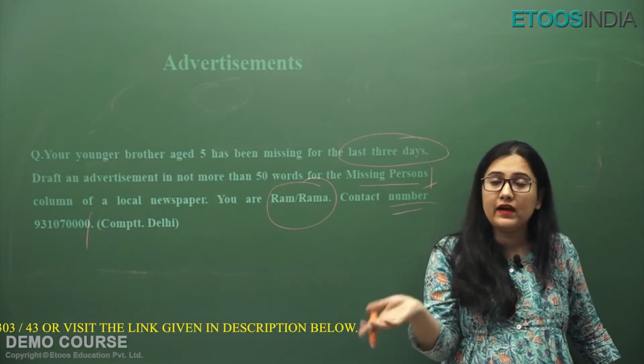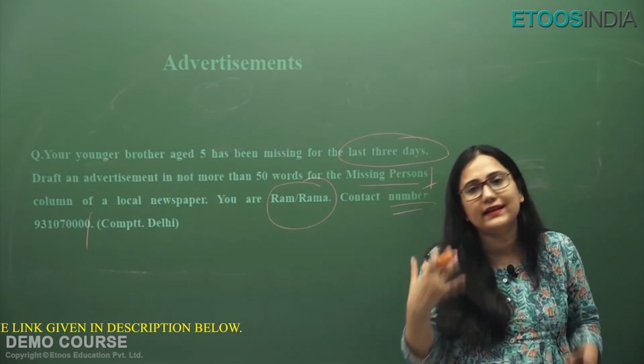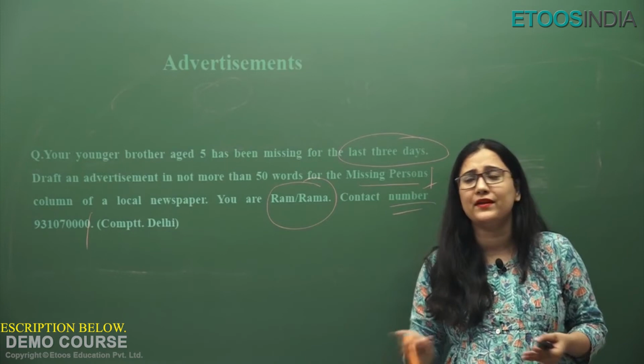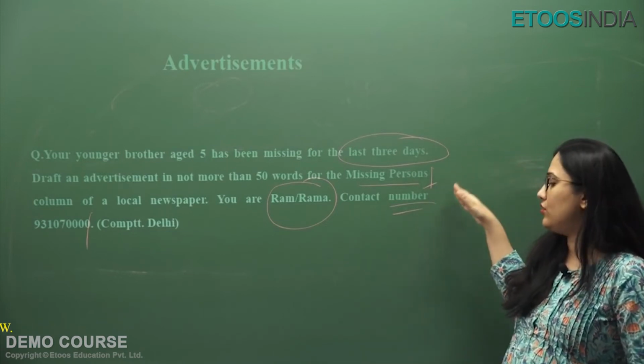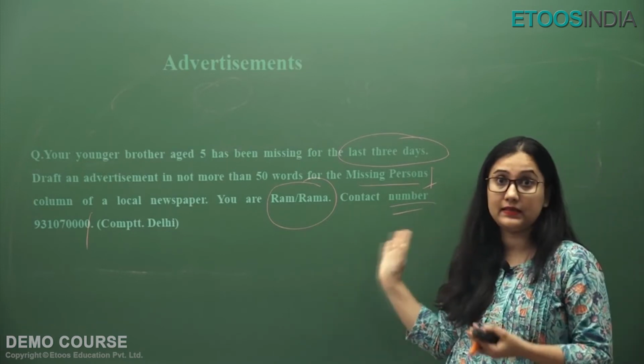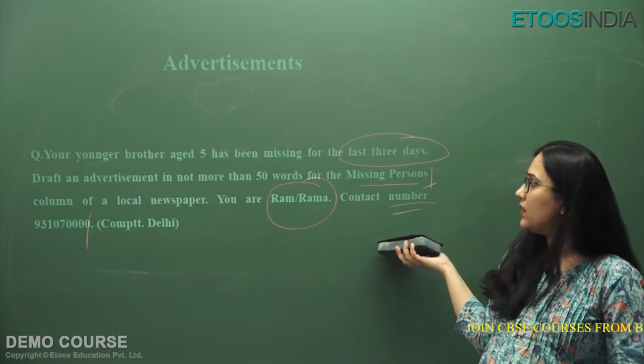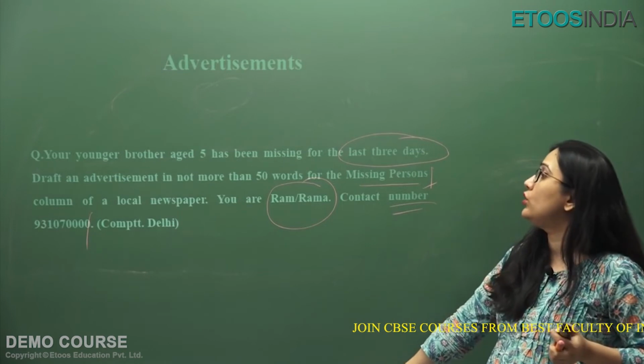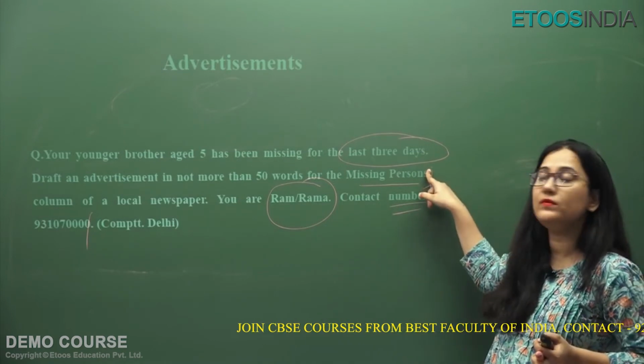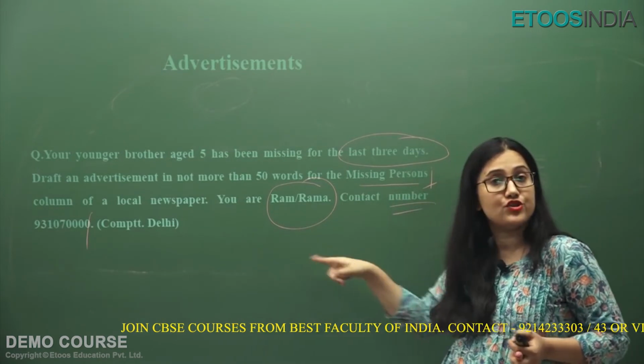Write 12345000. You could write any number, but don't give somebody's number there. Alright. So these details have been given to us, and I think these are good enough details because they contain the name, they contain the phone number. You have also been told when did that person go missing. Also, what is your relationship with this person?